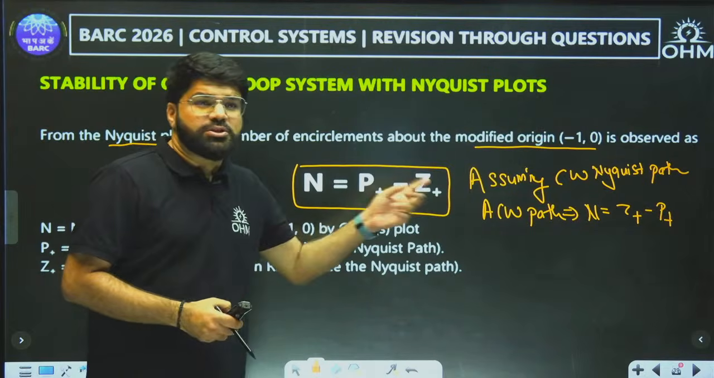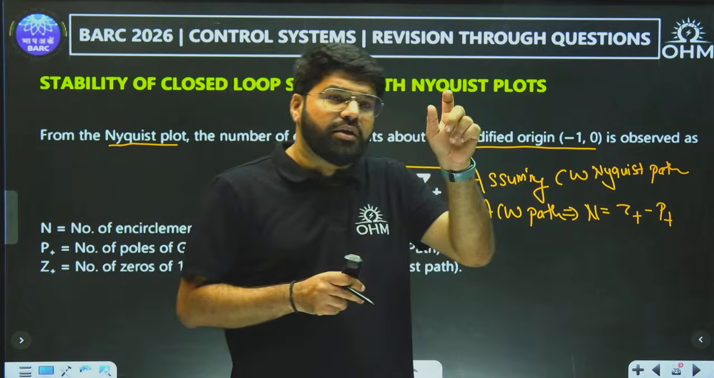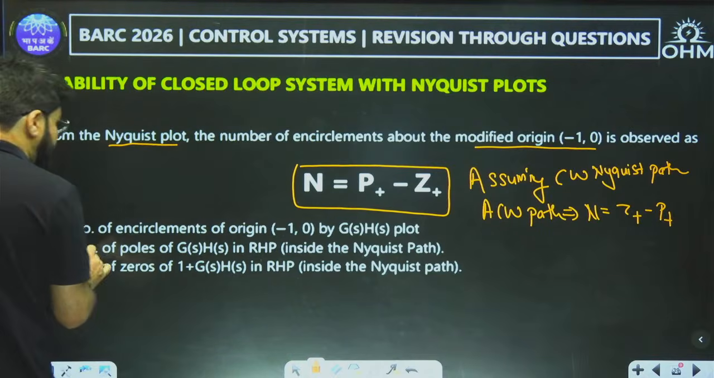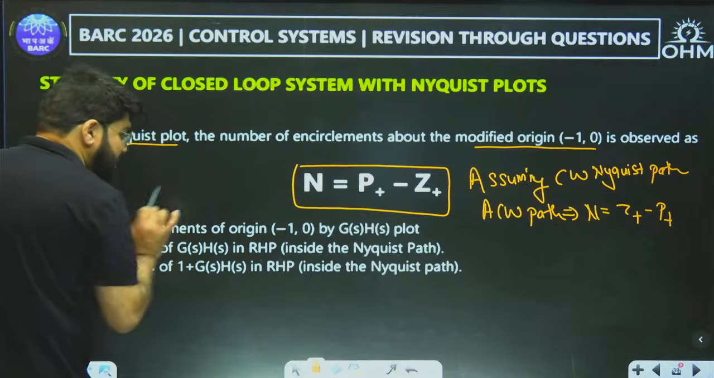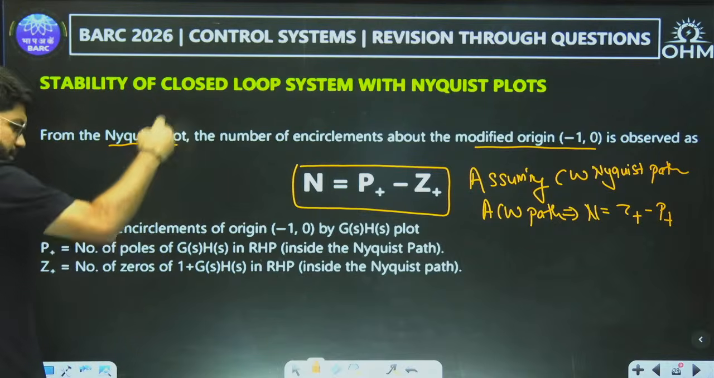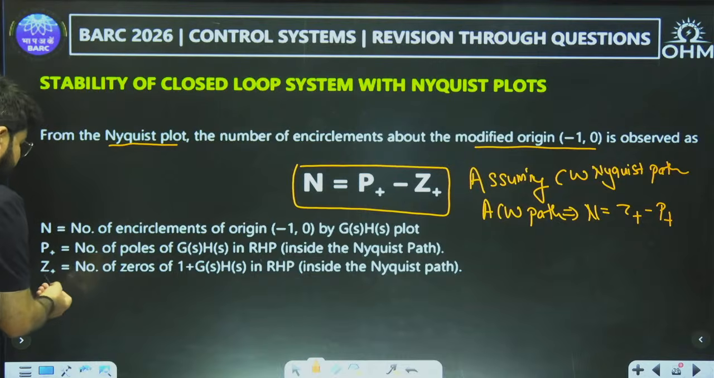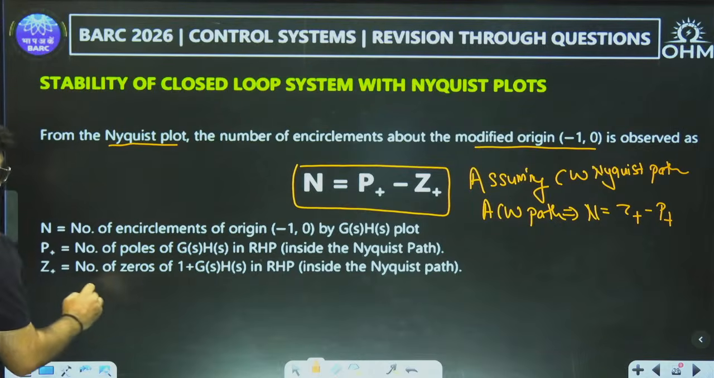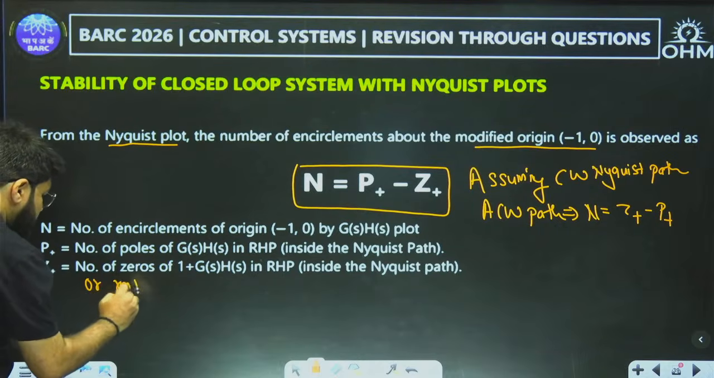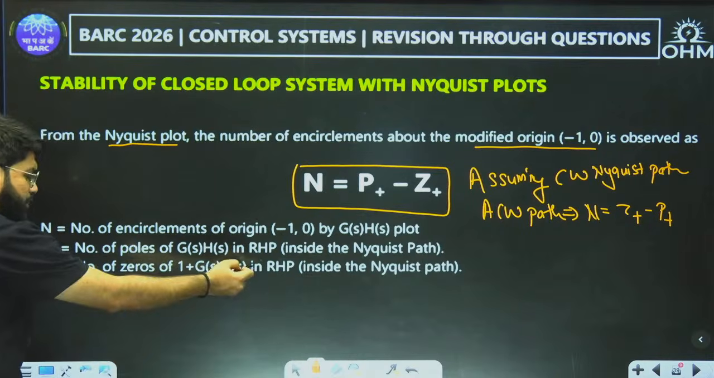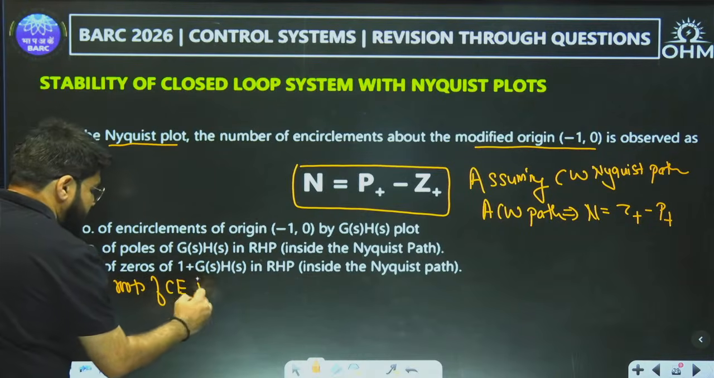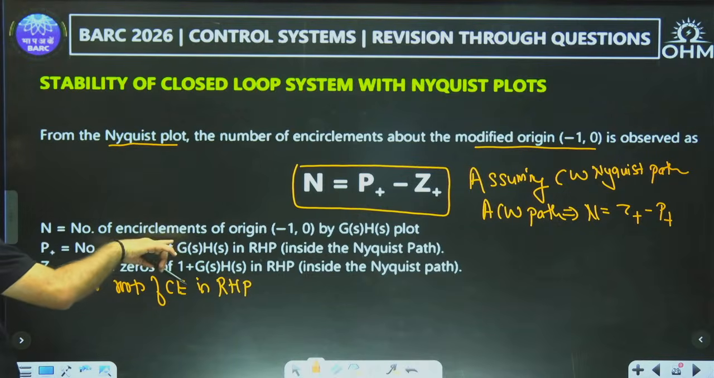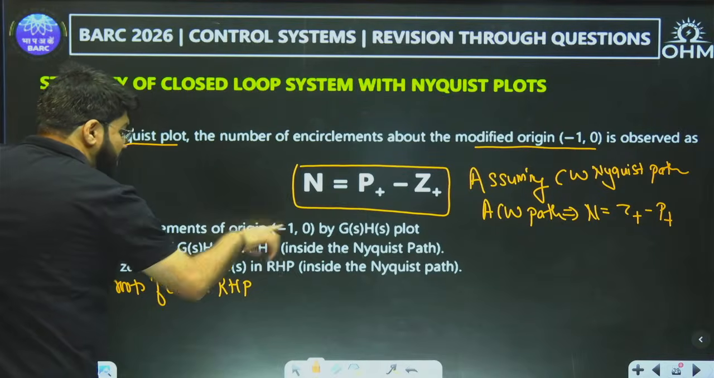Now I use a notation plus. What is this plus? It gives you the hint that it is the poles and zeros of the plus side. Plus means right side, positive side. So what is P plus? P plus is the number of poles of G(s)H(s) in the RHP, because the Nyquist path entirely covers the RHP. Z plus is the number of zeros of 1 plus G(s)H(s) in the RHP, or you can also call them roots. 1 plus G(s)H(s) equal to 0 means the characteristic equation. So roots of the characteristic equation in the RHP. What is N? N is the number of encirclements made by the Nyquist plot, or the G(s)H(s) plot, of the modified origin minus 1 comma 0.